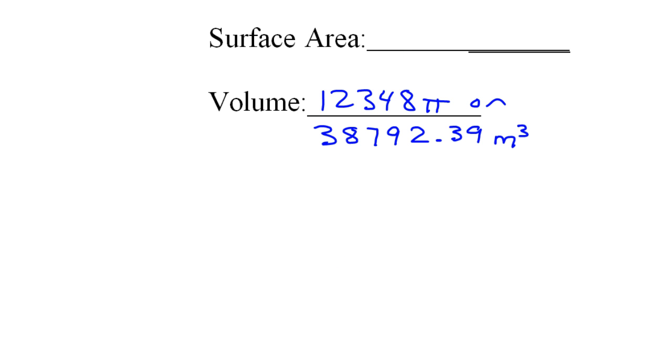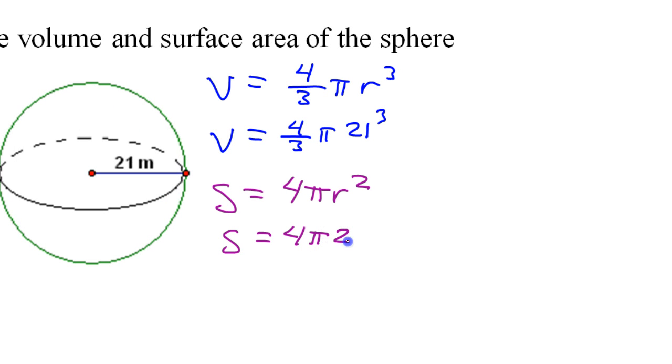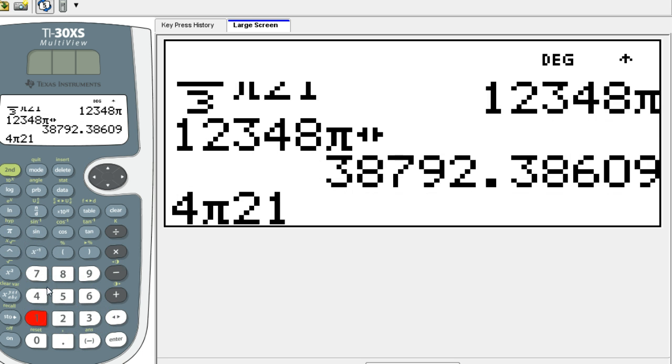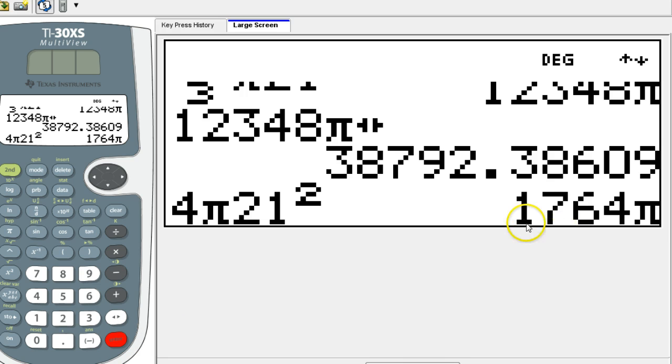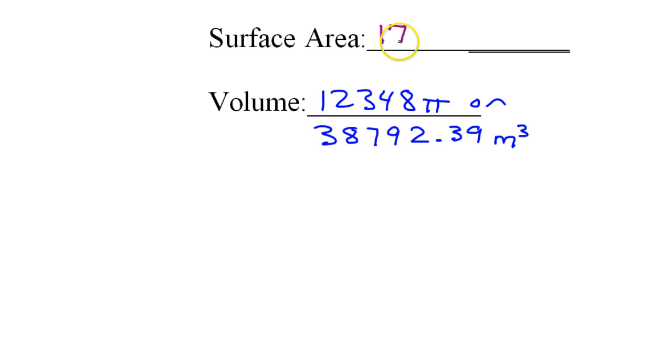All right, so that's it for volume. How about surface area? Surface area is given by the formula 4 pi r squared. All right, so the surface area will be 4 pi. Again, the radius is 21. Okay, so 4 pi 21 squared. All right, 1764 pi. All right, and this will be meters squared.